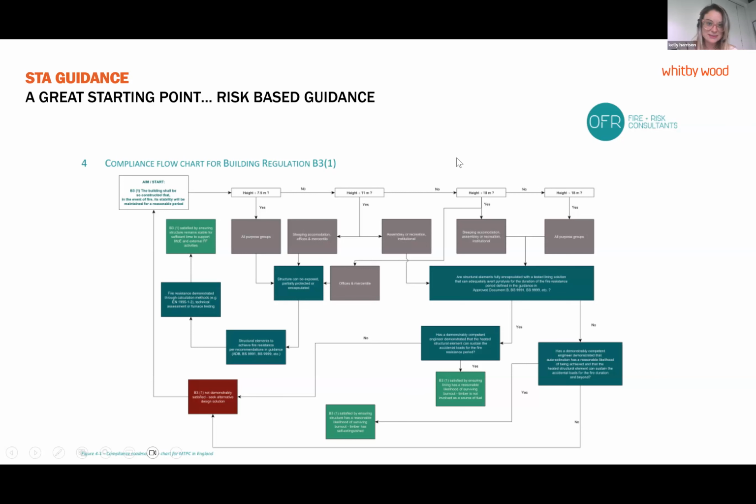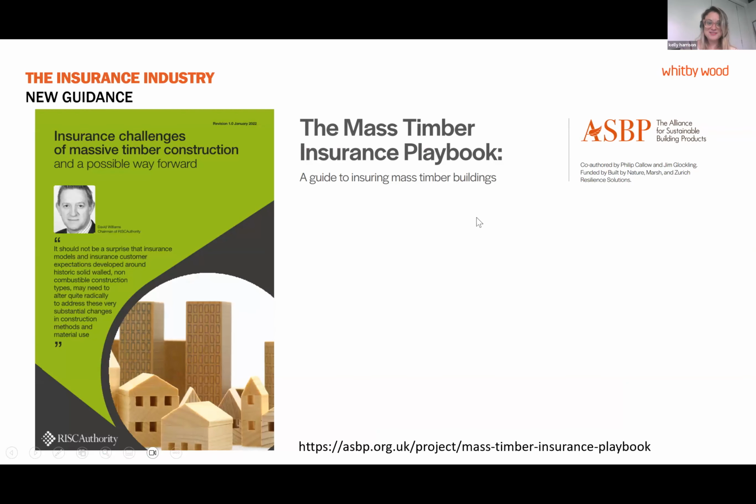that they need as well, because with timber, it's not just the fire engineer working in a silo, and it's not just the structural engineer working in a silo. We have to work together to come up with the design. And then also there's insurance.